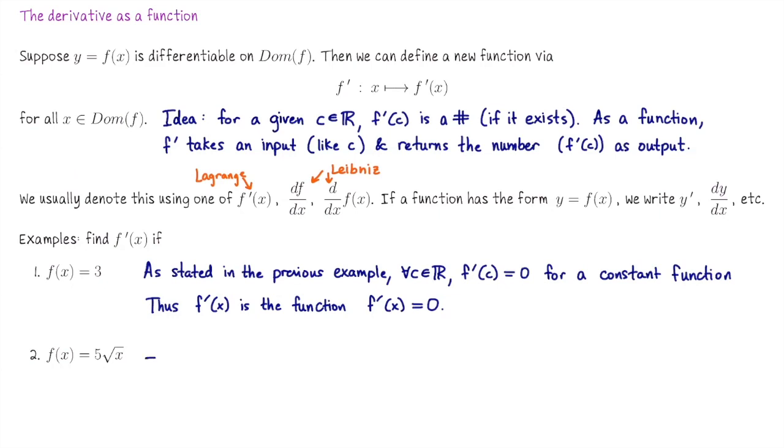Okay, next let's look at the function f of x equals 5 times the square root of x. To differentiate this, it might be easier to say 5 times x to the 1/2 power so that we can use the power rule.